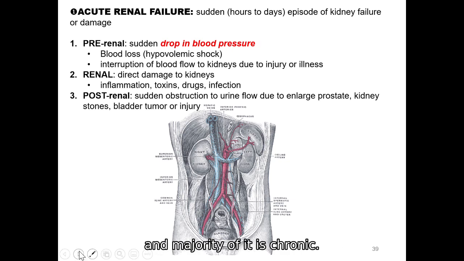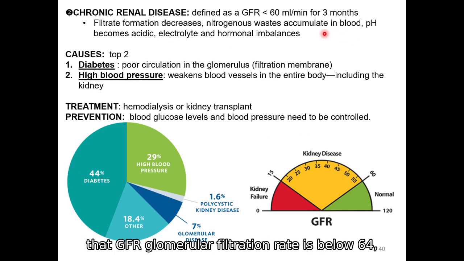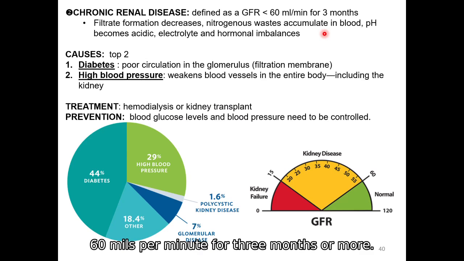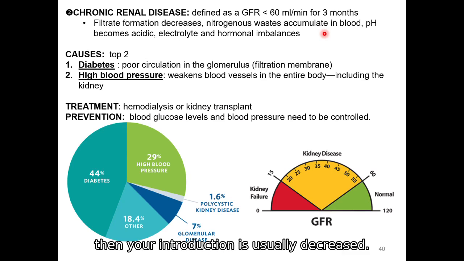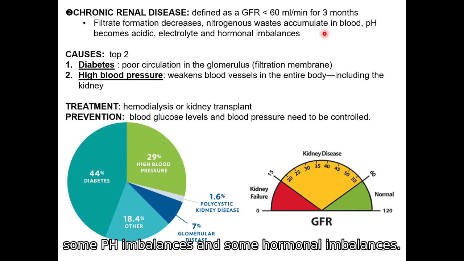Kidney disease can also be chronic, and the majority of it is chronic, and it's classified as renal disease when that GFR, glomerular filtration rate, is below 60 mils per minute for 3 months or more. And if filtrate is decreased, then urine production is usually decreased, or at least the wastes aren't being removed. And so they'll accumulate in blood. We're going to see some pH imbalances and some hormonal imbalances.